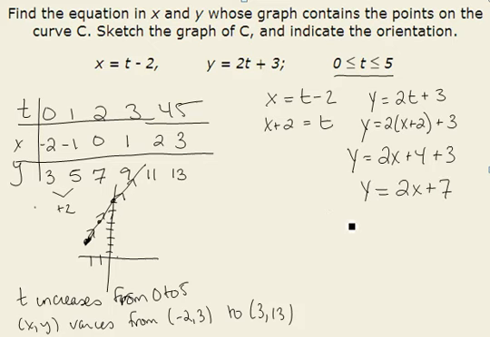We would notice that this is an equation of a line with a slope equal to 2, which we saw by the change in y over the change in x, and passes through the point x equal to 0, y is equal to 7.